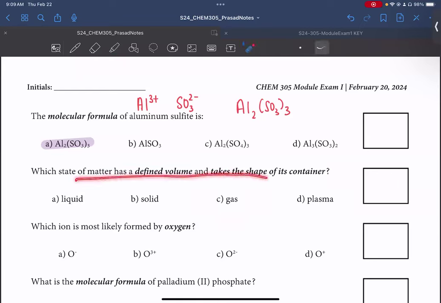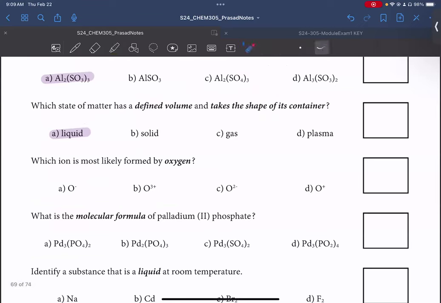What state of matter has a defined volume and takes the shape of its container? I think this one was a pretty popular, easy question. Liquid. Which ion is most likely formed by oxygen? Oxygen is in group 6, therefore it is most likely to form a 2- charge. Your answer is C.